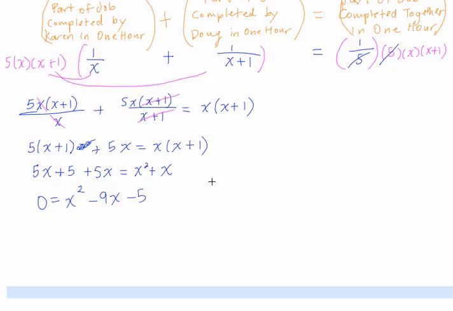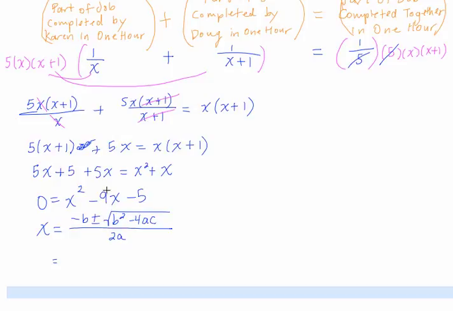Okay, now I don't think that's going to factor because 5 would have to break down into 1 and 5, and there's no way to get a 9 out of that. So let's go straight to the quadratic formula. So x equals negative b plus or minus the square root of b squared minus 4ac all over 2a.